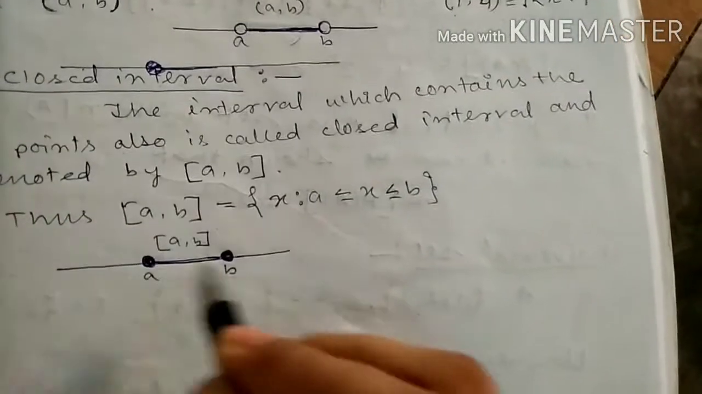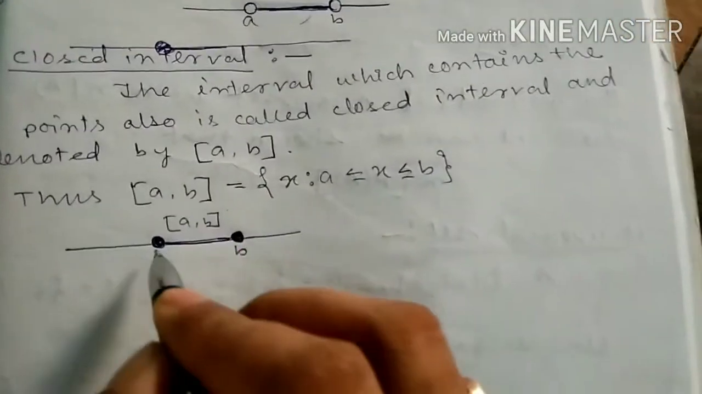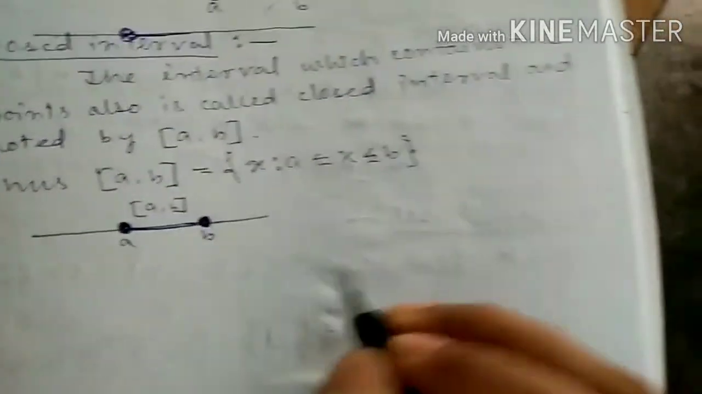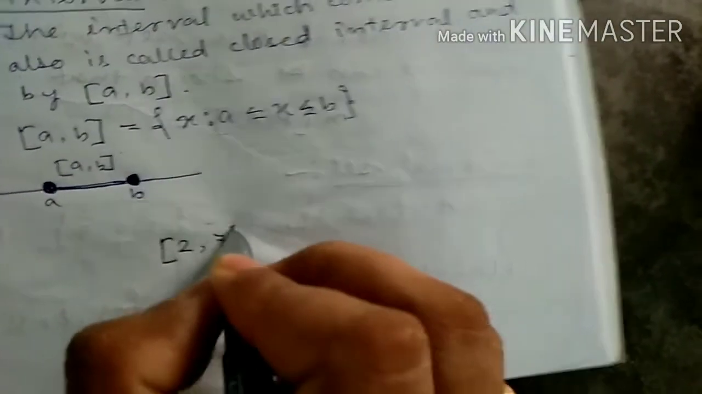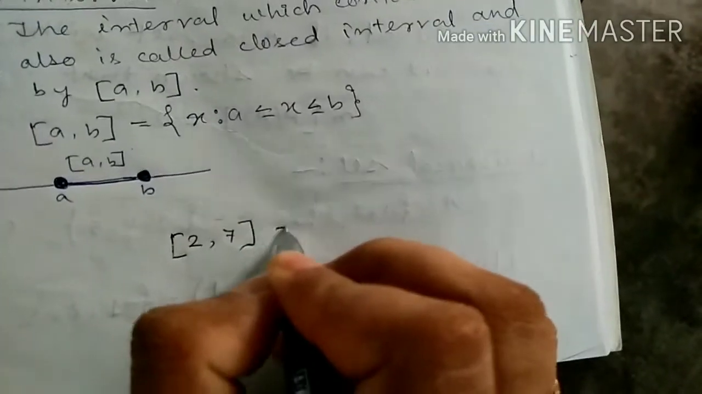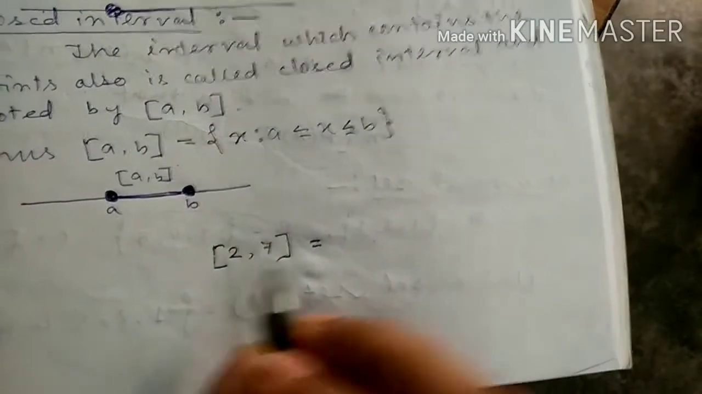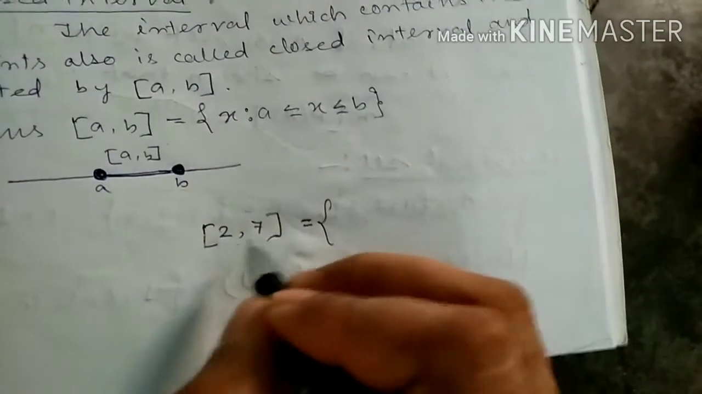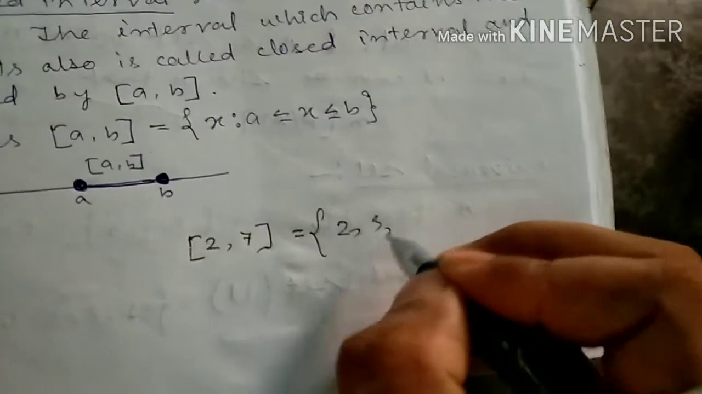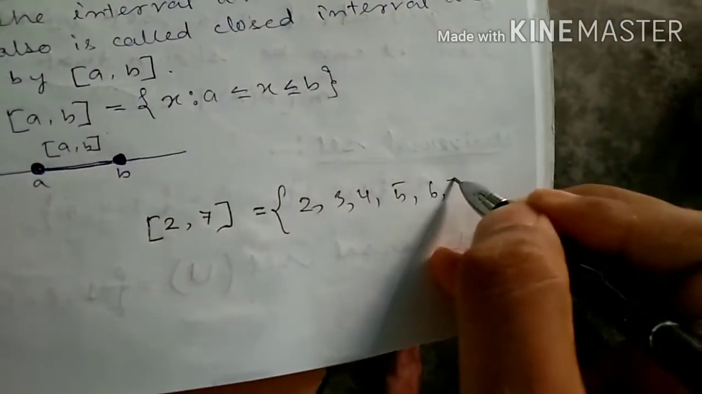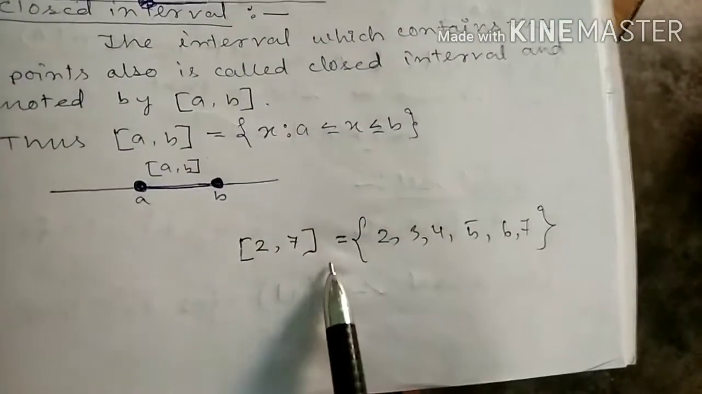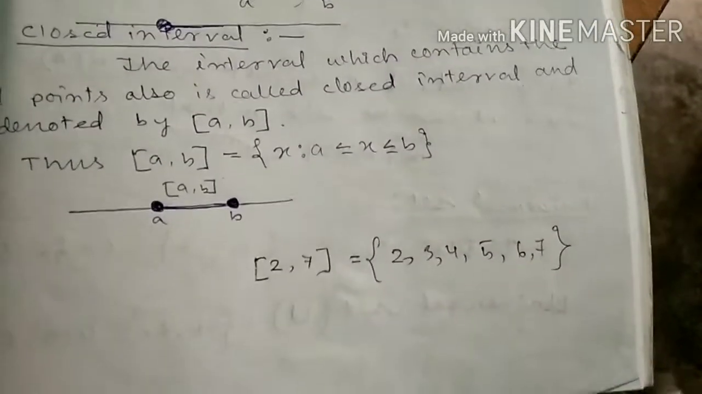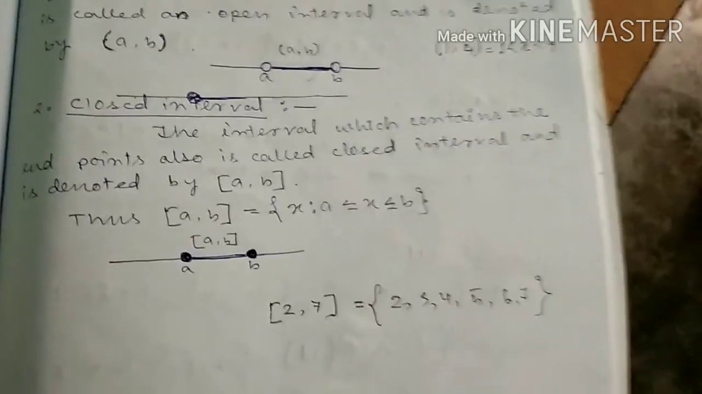Here we are darkening this part, which means this is a closed interval, so a also lies here and b also lies here. For example, suppose you take [2, 7], and you have to find all the natural numbers in this interval. Because this is a closed interval, you have to take 2, 3, 4, 5, 6, 7. In this way, all the numbers between 2 and 7, and 2 and 7 also. Okay, so this is about the closed interval.